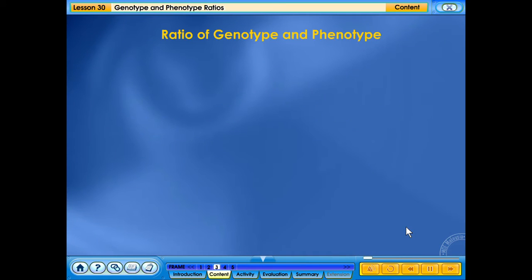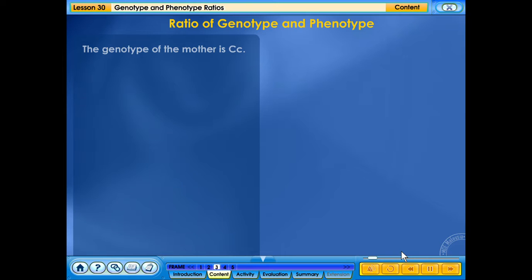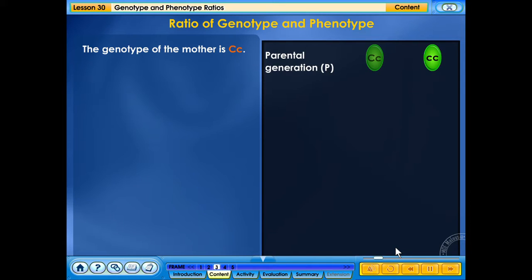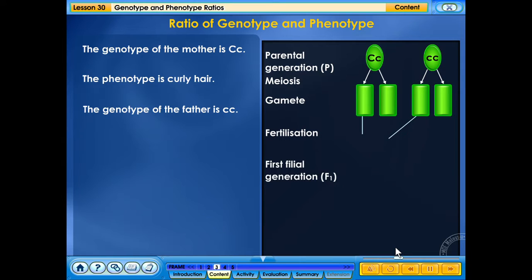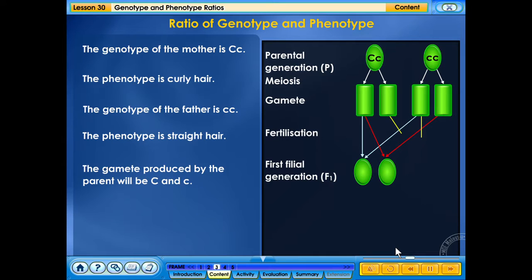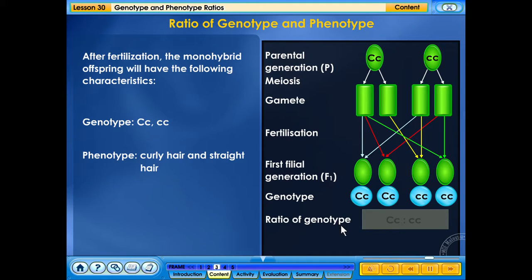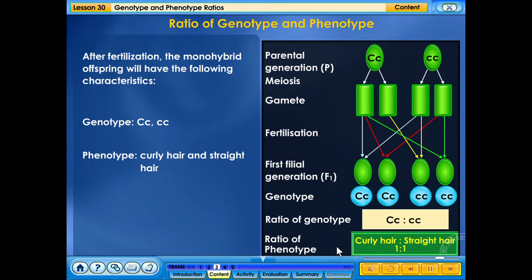Ratio of genotype and phenotype. The genotype of the mother is capital C capital C, and this will show the phenotype curly hair. The genotype of the father is small c small c, which will give the phenotype straight hair. The gametes produced by the parents will be capital C and small c. After fertilization, the monohybrid offspring will have the genotype capital C small c and small c small c. The phenotype of offspring are curly hair and straight hair.